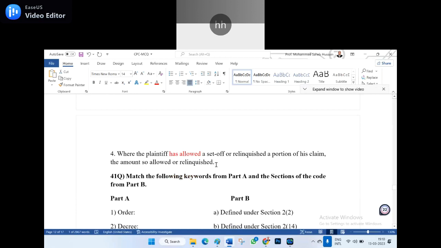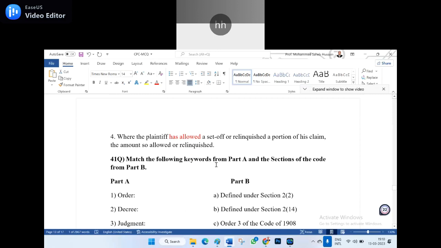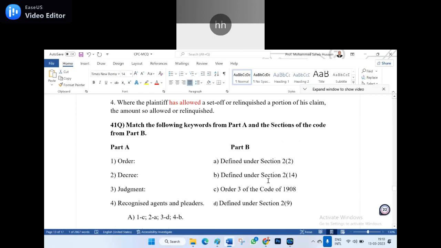and hence that option is the right answer, eliminating the fourth one. So for the first question, match the following keywords from part A and the section of the code from part B. Part A, I have given: number 1, orders, number 2, decree, number 3, judgment, number 4, recognized agent and pleaders. In part B, A, defined under section 2, subsection 2, B, defined under section 2, 14, C, order 3 of the code 1908, and D, defined under section 2, 9.